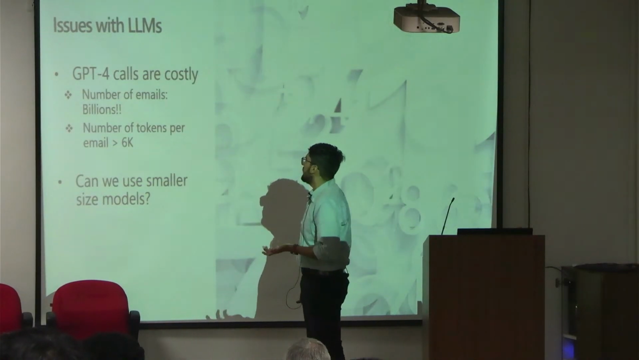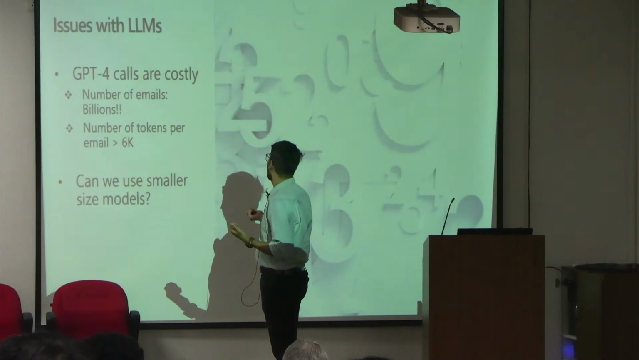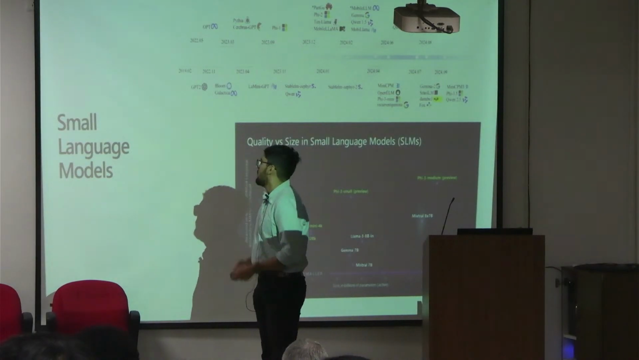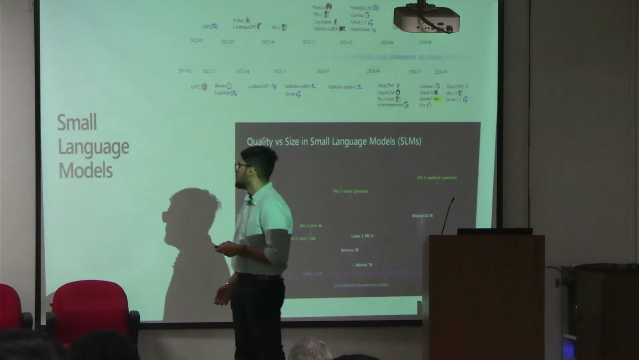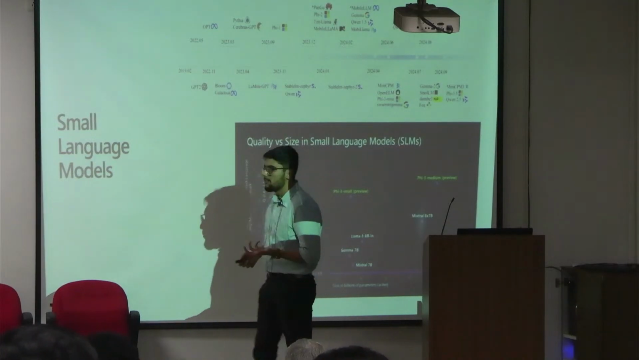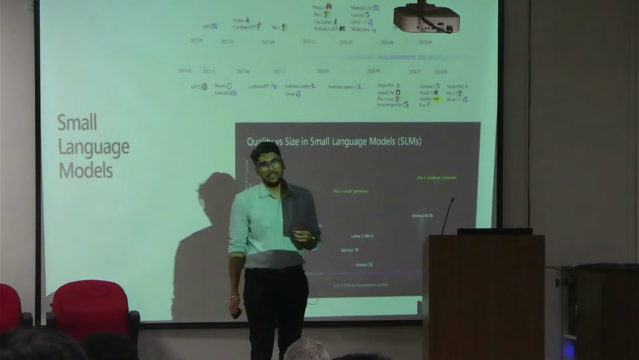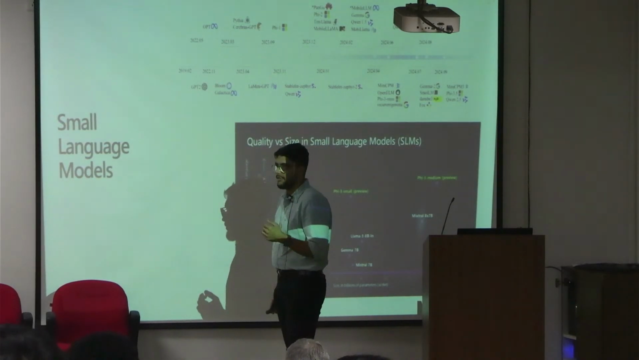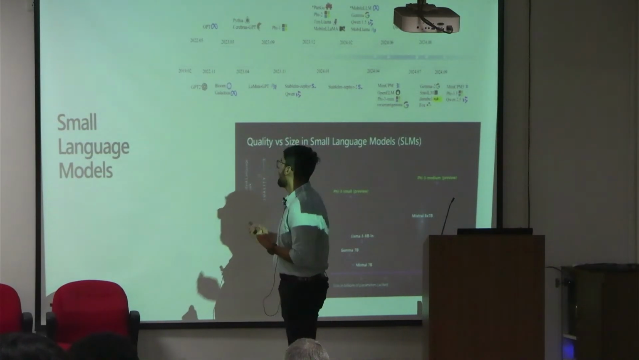To handle this, the question was whether we can use smaller models. So we started exploring small language models. In the past 3 to 4 years, more than 100 small language models have been released, and out of those, if we compare the performance in the chart below, the Phi model was able to outperform most of the small language models, especially on extraction-based tasks. It was reasonable enough, and it was also publicly available, so it was reasonable to start with the Phi model.